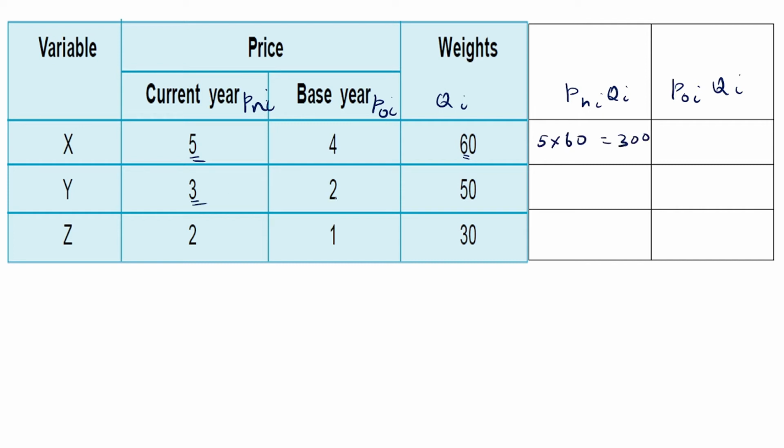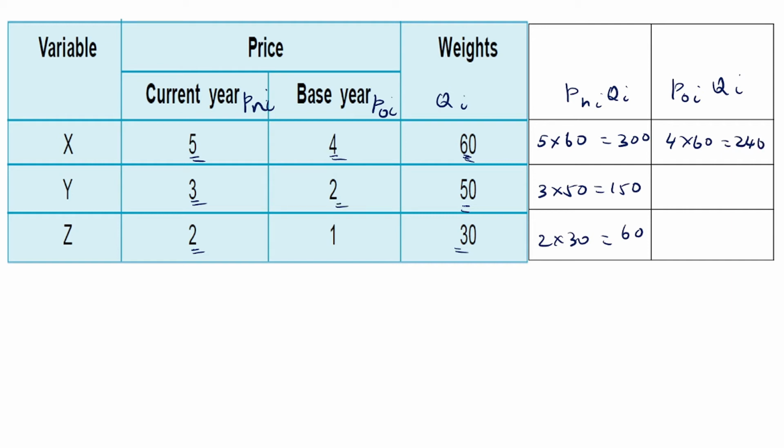Then we have 3 into 50. 3 into 50, it is 150. Then we have 2 into 30. 2 into 30 is 60. Then we have P0i into Qi. So it is 4 into 60. So 4 into 60, it is 240.